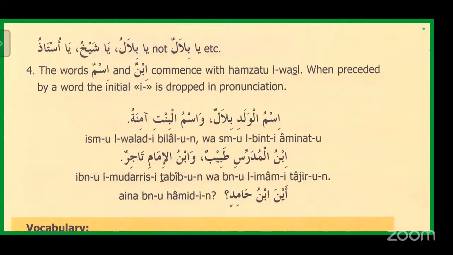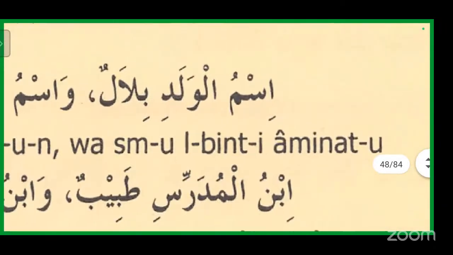Now, point number four, the last point in this lesson: the words ismun and ibnun. These are two words that are exceptional. The words ismun and ibnun commence with a hamzatul wasl when preceded by the word "the". The initial I is dropped in pronunciation. Ismul waladi bilalun. Ismul waladi means the name of the boy. Name of the boy is Bilal. This is very important to explain here.